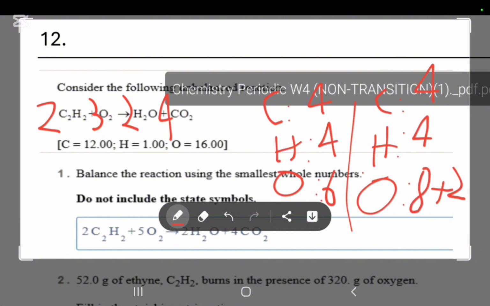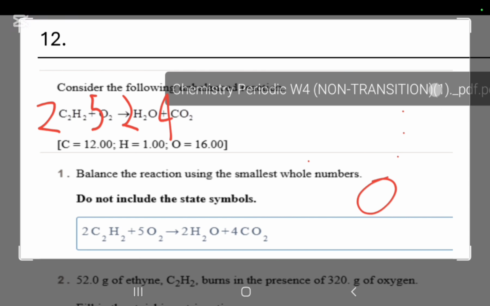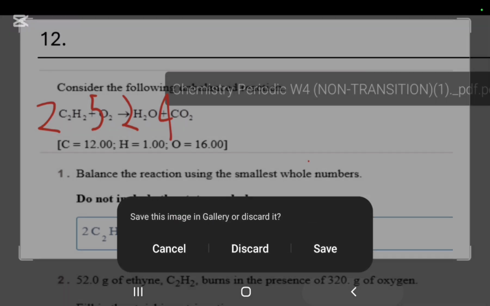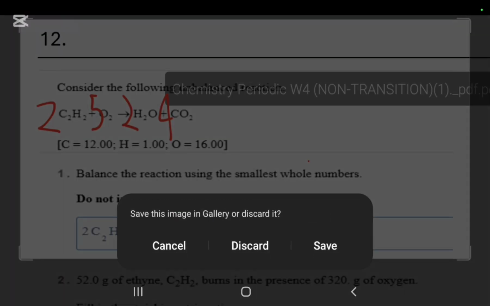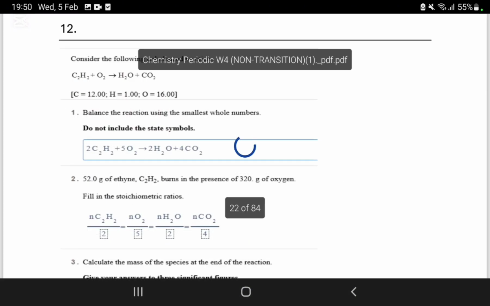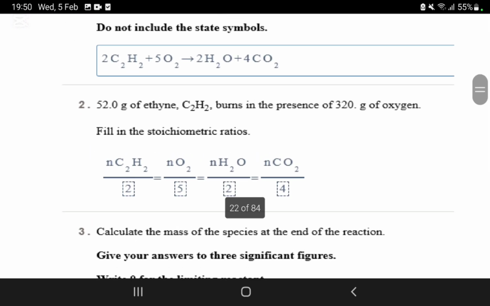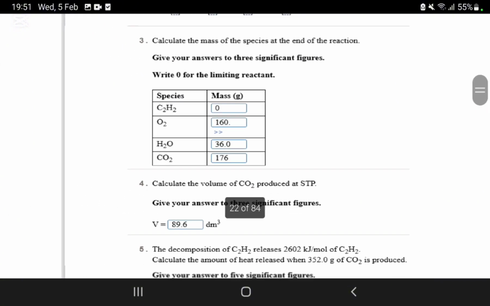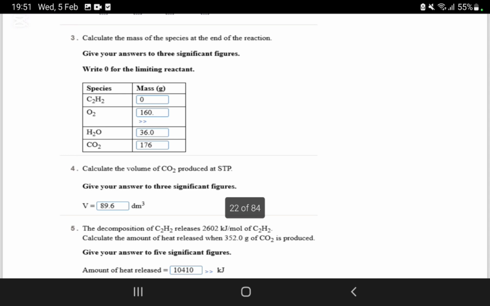Now to fix this all, we can just make the oxygen with the coefficient of 5. That's it. Then this will become 10. Okay, let me erase this all. Okay, so let me save this. And then from here, all we're gonna do is put the coefficients in the denominator, and then now this is the toughest part of the question.